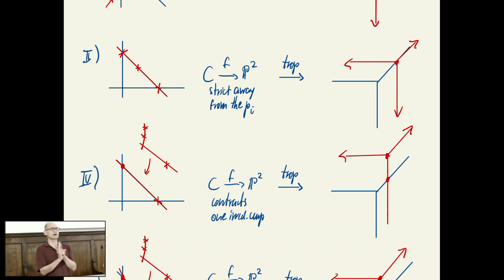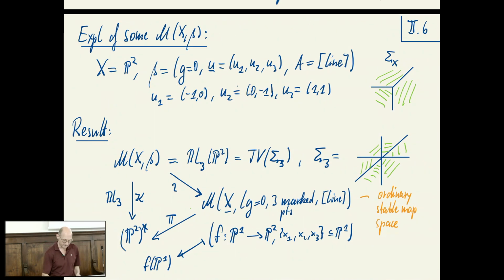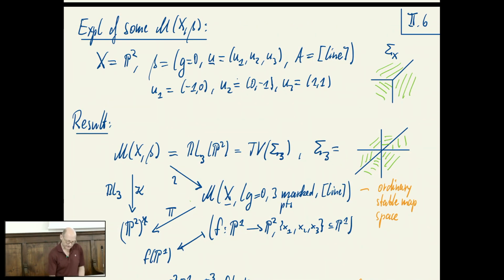So I fix contact orders. Yeah, contact orders. I'm saying I fix, let's say, genus, contact orders, degree, as I said here, right? So this is what I fix. Then I get a moduli space. Each point of the moduli space, each geometric point, has a tropicalization. Does this make sense? So it's not that you start with the tropicalization.